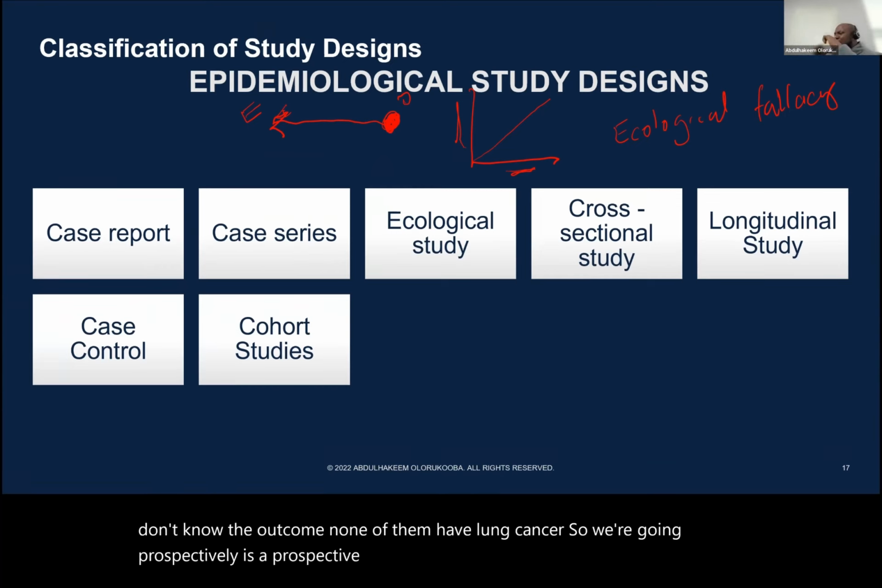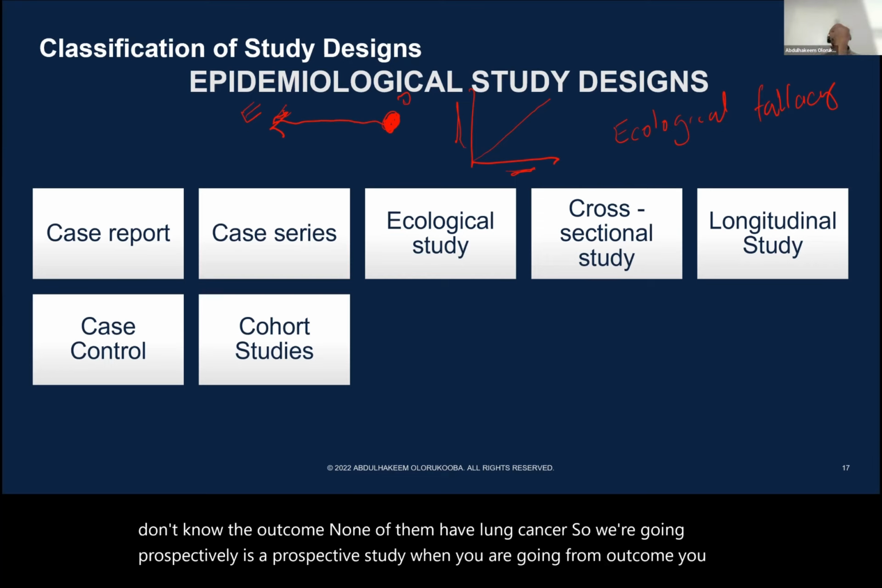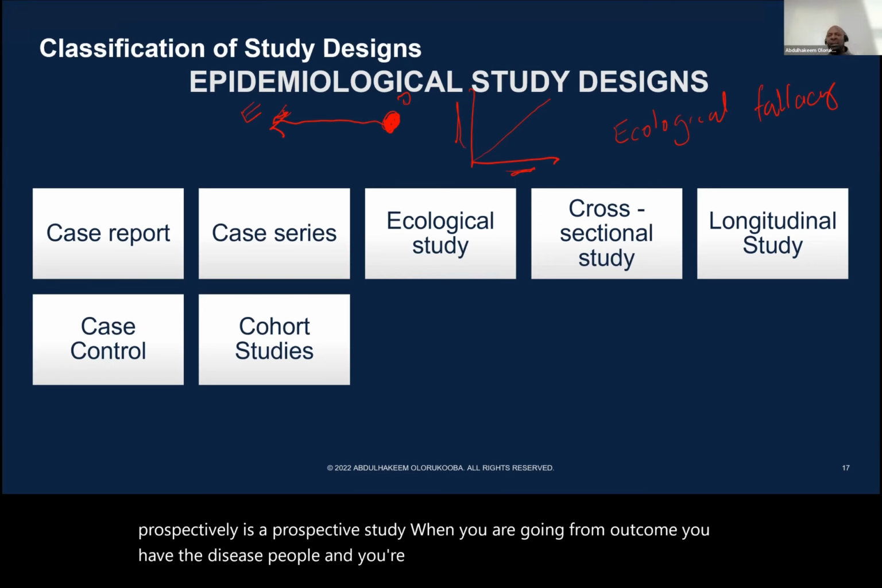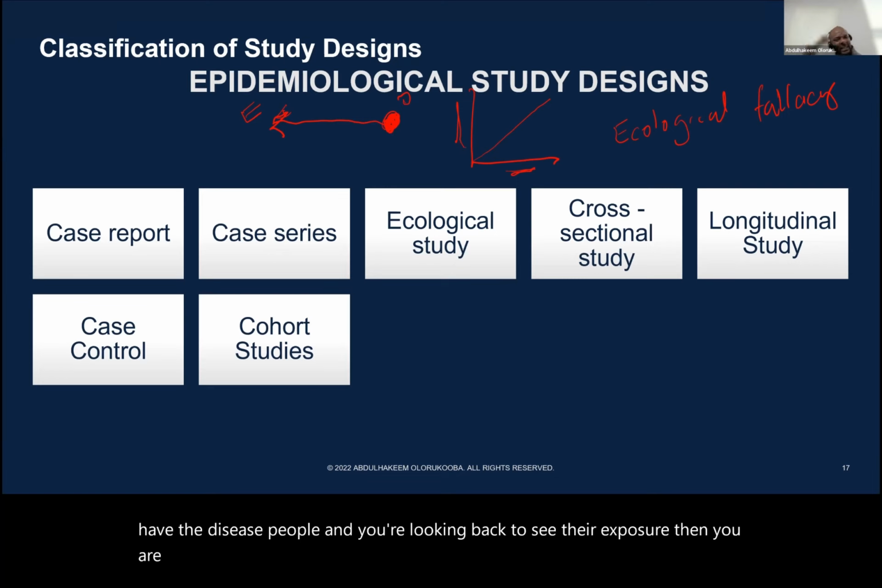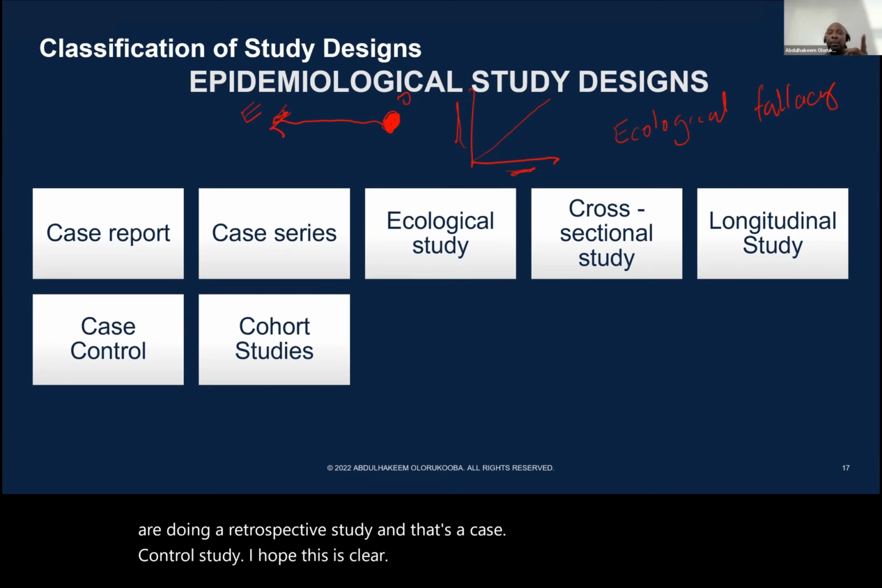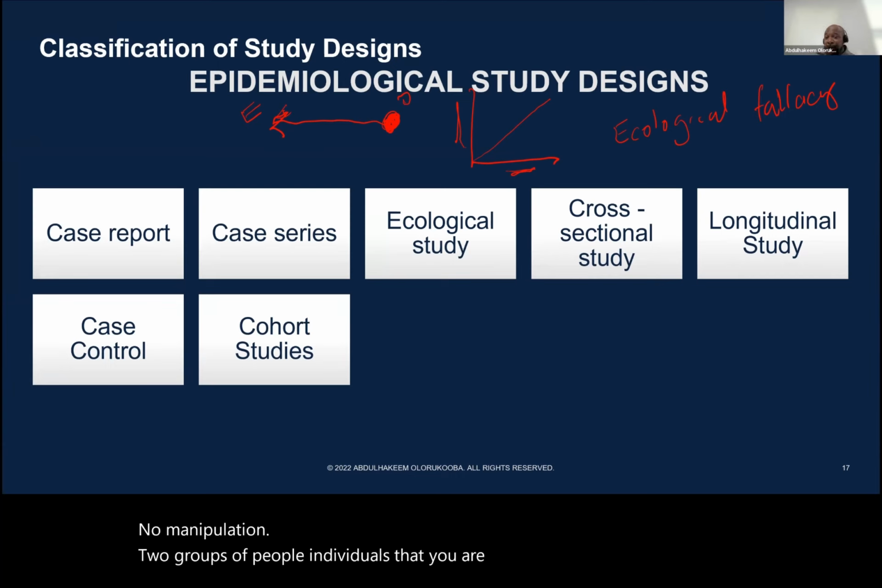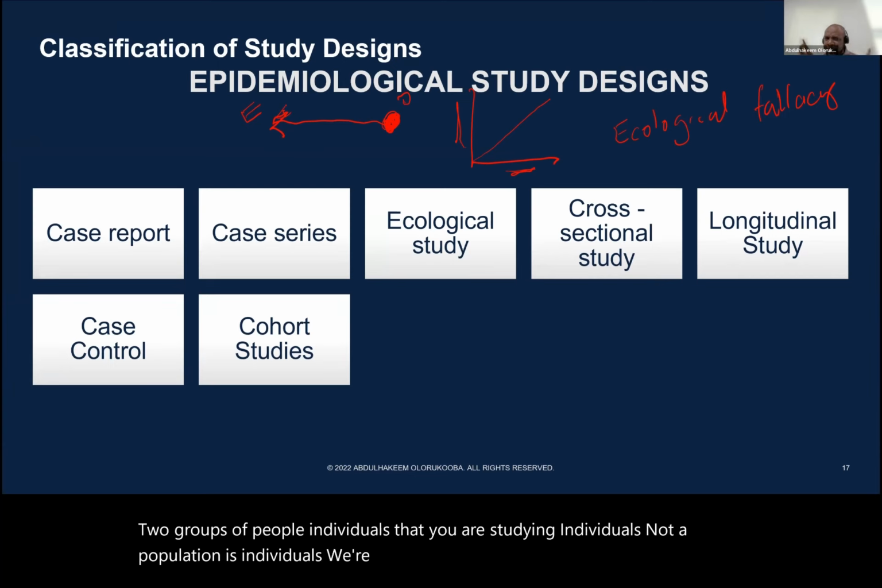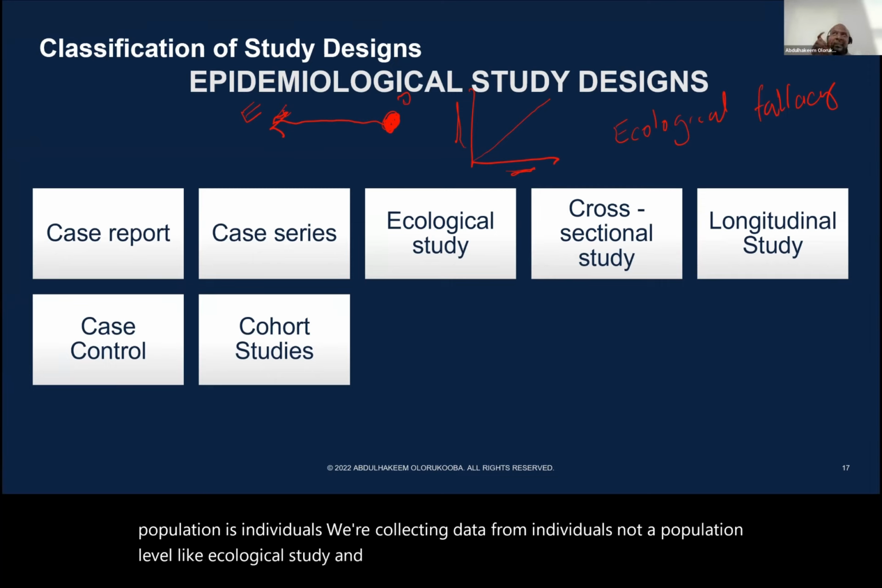When you're going from outcome, you have the disease people and you're looking back to see their exposure, then you are doing a retrospective study, and that's a case control study. I hope this is clear. No manipulation. 2 groups of people, individuals that you are studying, individuals, not a population. We're collecting data from individuals, not at a population level like an ecological study. And in the timeline, exposure is coming before outcome, and we're going from exposure to outcome.